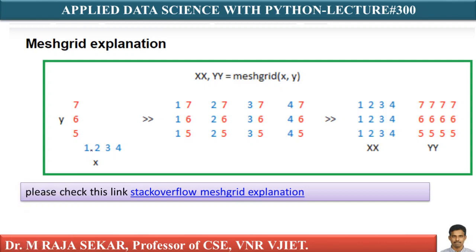Here is a very nice explanation. Let me say 1 2 3 4 are the x values, and 4 5 6 7 are the y values. Then how can I build a grid? Can I build the grid like this? Yes. This is my x-axis. Let me write it like this. This is my y-axis.